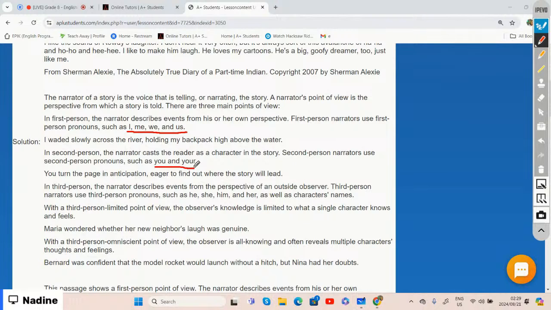In the second person, it's like you're describing another character. You're casting the reader as a character in the story, making mention of that specific character. And in the third person, we say that the narrator has limited knowledge. It's more like just an observer's knowledge. And you use words like he, she, him, her, or you give the characters names. So it doesn't become much personal, right?